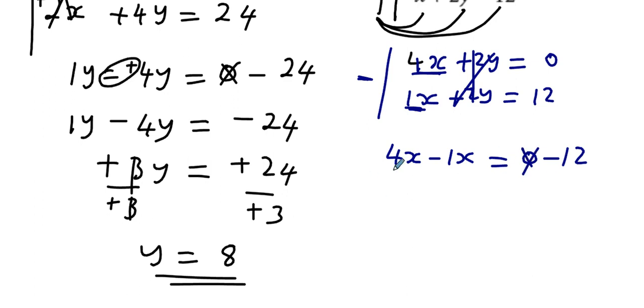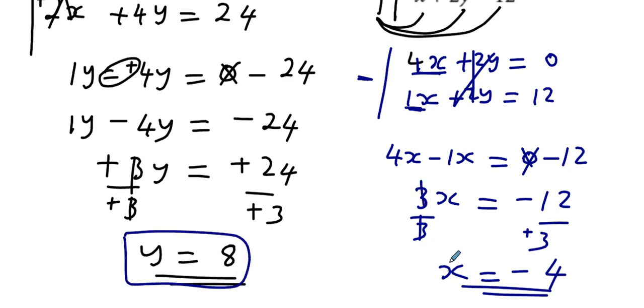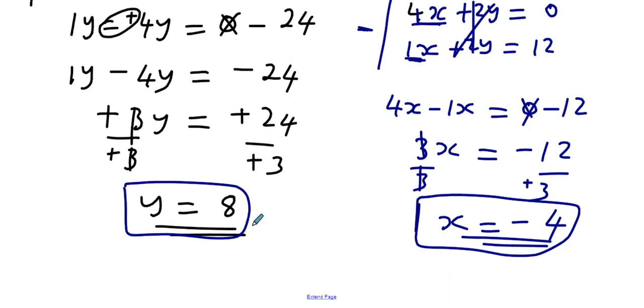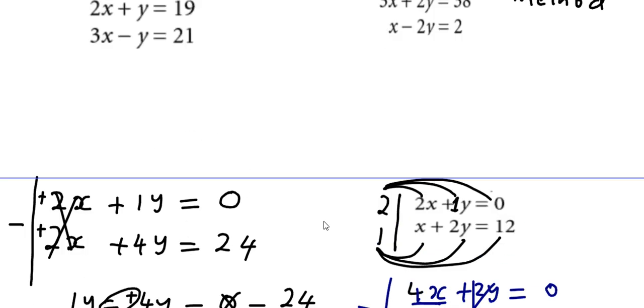So 4x minus 1x will be 3x equals negative 12, over 3. So x equals negative divided by positive is negative, 12 divided by 3 is 4. See that? This will cancel. So I got y is 8, and also I got x is negative 4. I hope this marks the end of this page.